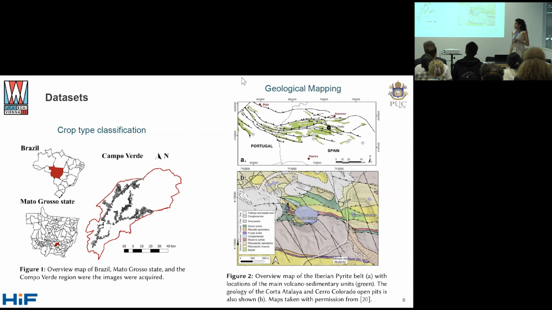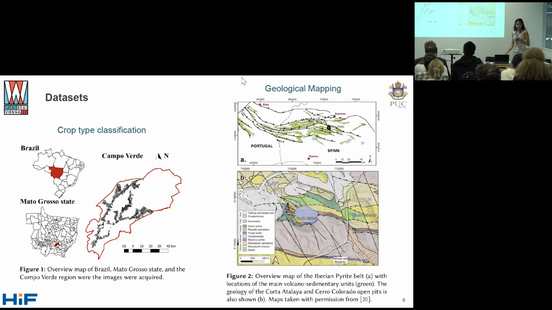To assess our method, we select two different datasets from two very different applications and with different sensor types. We have an agricultural dataset called Campo Verde. It's an agricultural dataset from Brazil, and it contains around 14 classes, but the most important ones are cotton and maize.